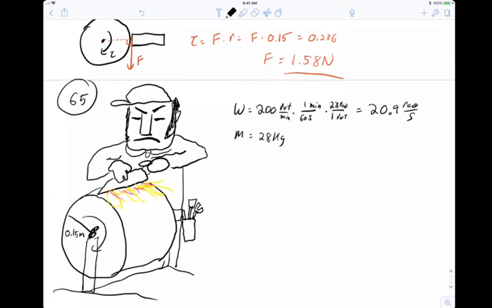Okay, the coefficient of kinetic friction between the knife and the stone is 0.2. If the stone loses 10% of its speed in 10 seconds of grinding, what force? Okay. This question's pretty great.